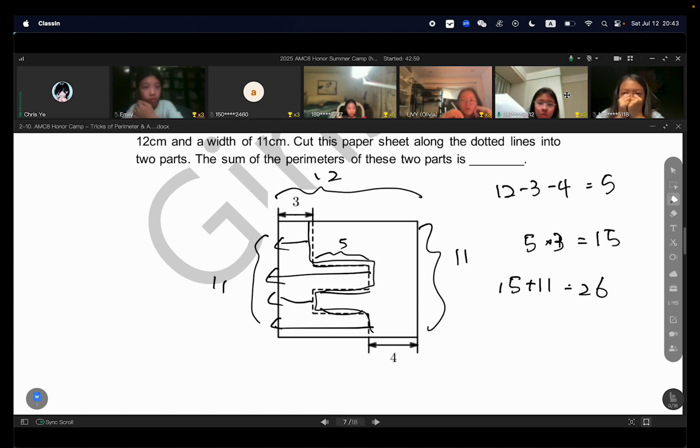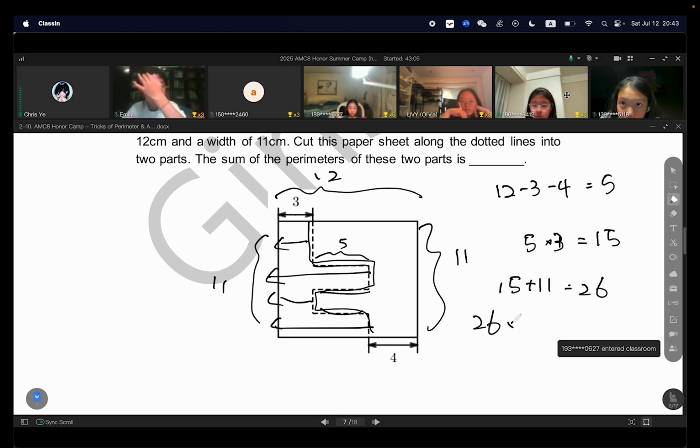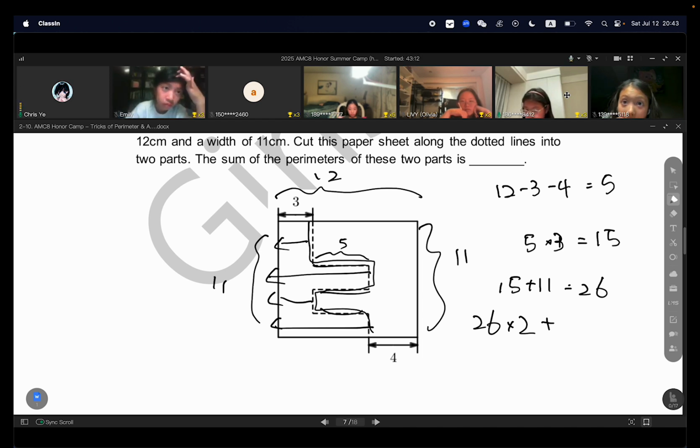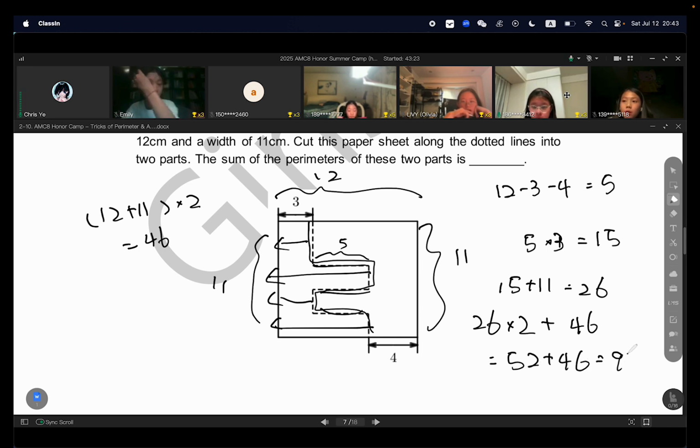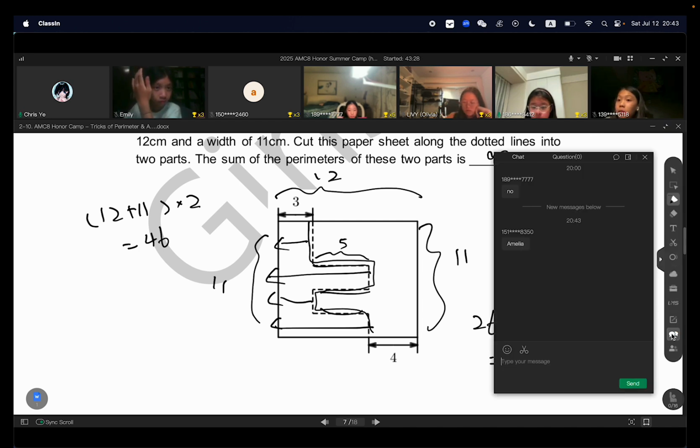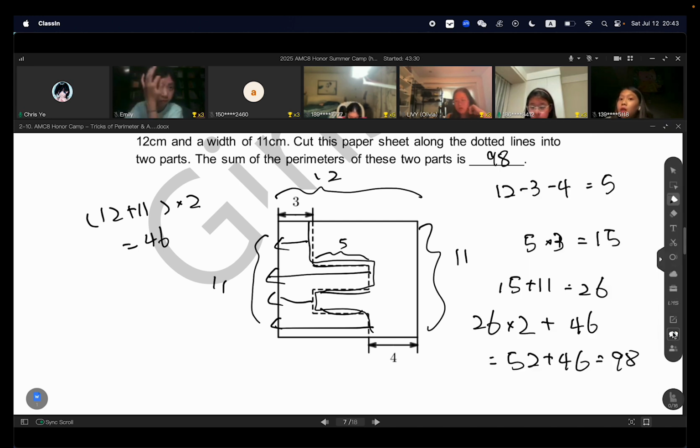So since we want to find the total perimeter, the sum of the perimeters of these 2 parts is just going to be 26 times 2 plus the perimeter of the whole rectangle, which is (12 plus 11) times 2 equals 46. So that's going to be 52 plus 46 equals 98. And that would be 98. Question?